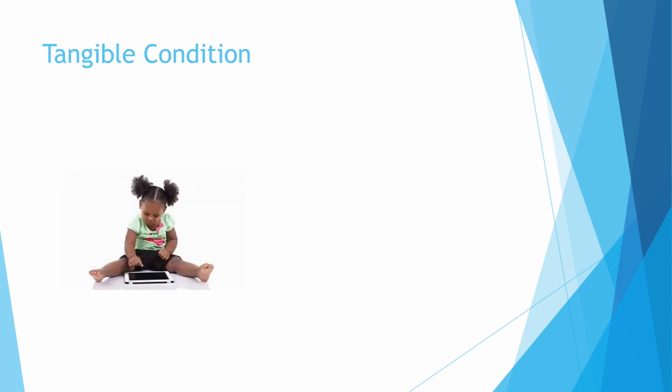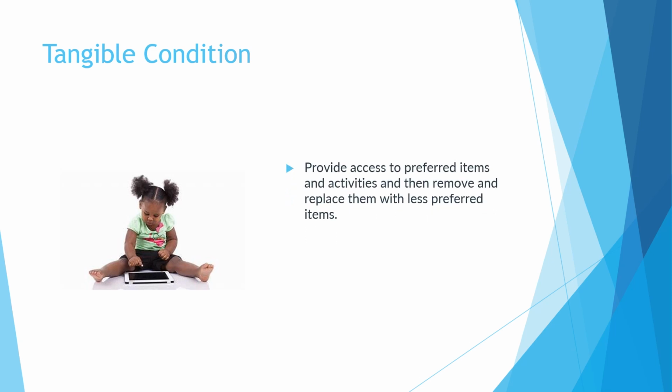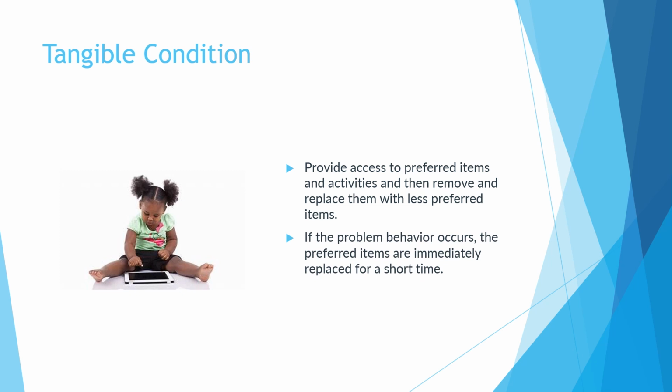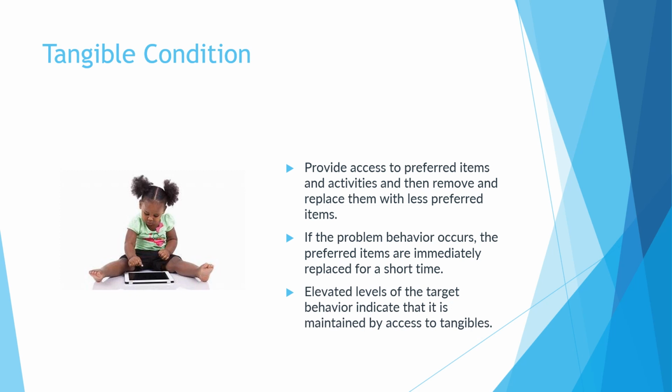The last condition we will discuss today is the tangible condition. In this condition, the client is initially provided access to preferred items and activities. The preferred items and activities are then removed and replaced by less preferred or neutral items. Adult attention is also made available. If the problem behavior occurs, the preferred items are immediately replaced for a short time. Elevated levels of the target behavior in this condition indicate that it is maintained by access to tangibles, in other words, items or activities.